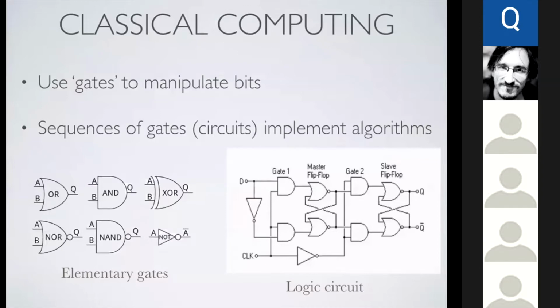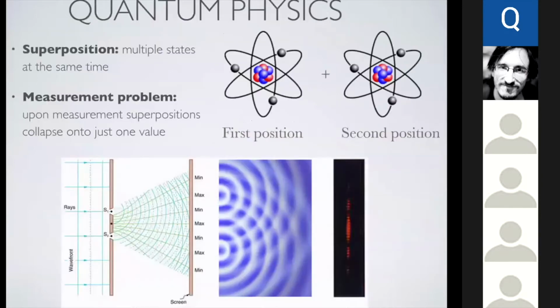And that's the basis for how our modern computers work and why they can effectively implement any algorithm whatsoever. Now, in quantum physics, we can also have the idea of bits.